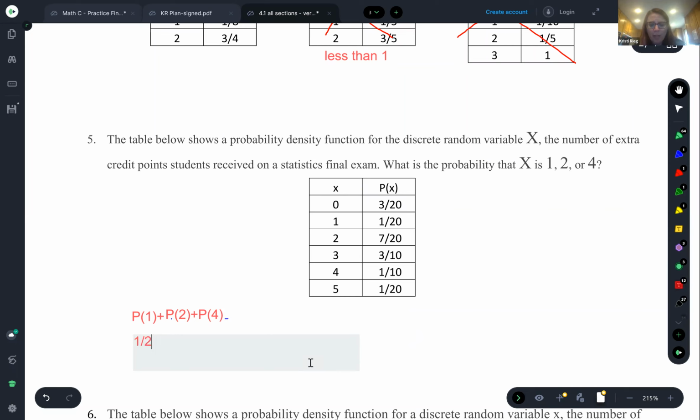But we have 1 out of 20 plus 7 out of 20 plus 1 out of 10. And I'm going to jump over to my calculator so that we can see what that is. And I'm going to forget what I wrote, so I'm just going to take a quick picture on my phone so I can look at it when I switch screens. Okay, so I'm going to switch back to my calculator.